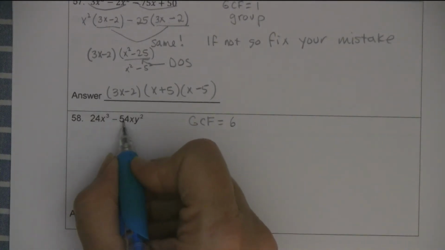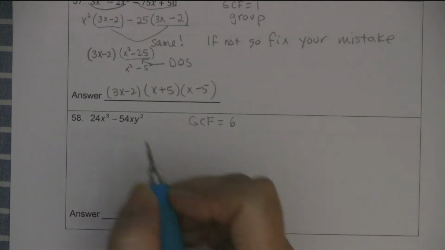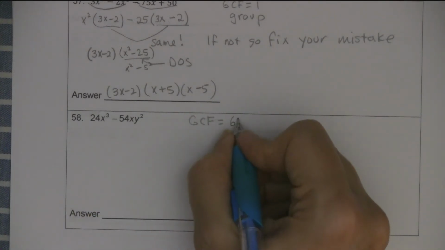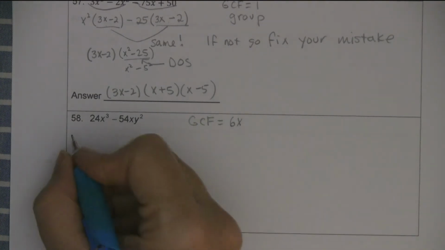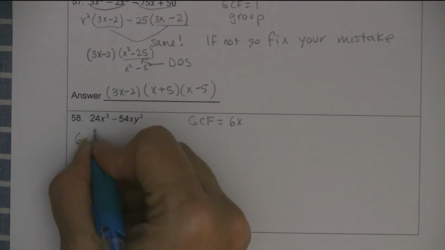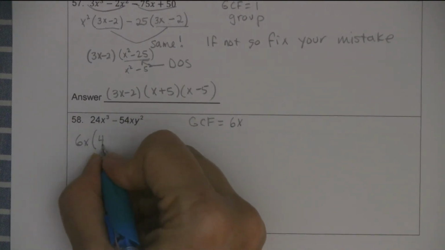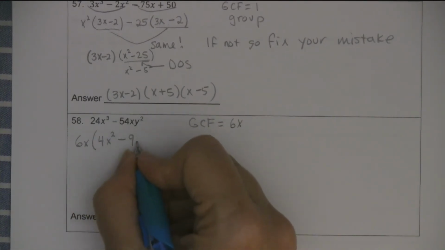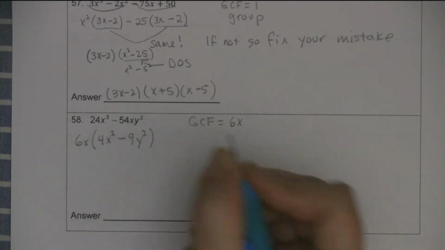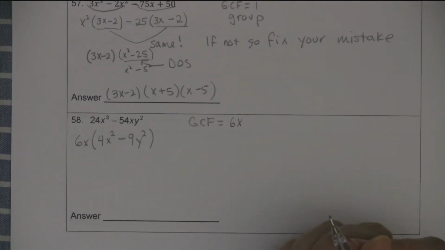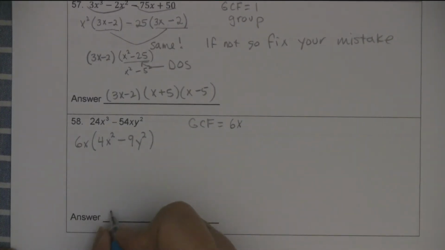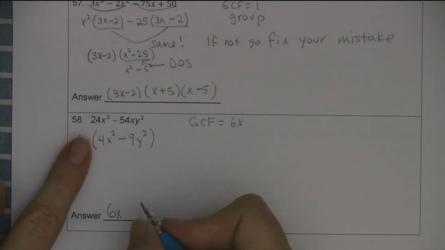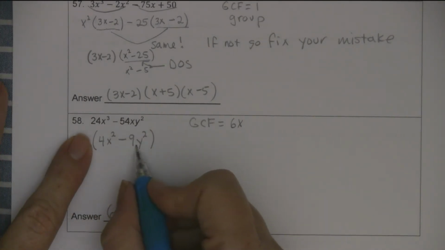And then they have x in common, but they don't have y in common. So 6x, so this is going to be 4x to the second minus 9y to the second. So I factored out the greatest common factor, and I'm going to put the 6x on the don't forget me line, and I'm looking at this binomial.